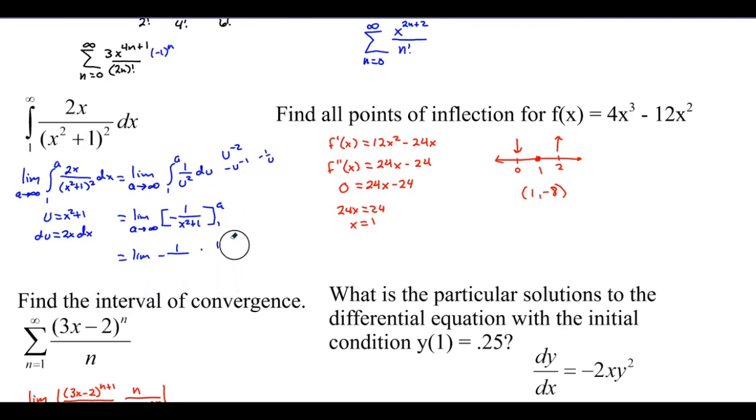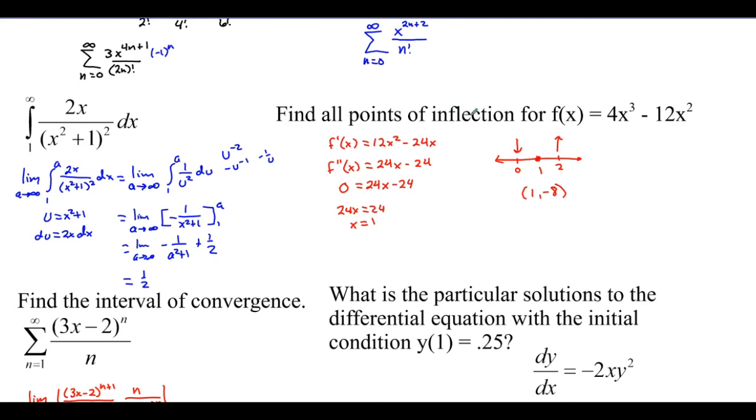Shame on me. Let's fix this. See if I can get this right this time. Let's take the limit as a approaches infinity of, we're going to plug in a first, negative 1 over, did I have that? Maybe I already had that. Plus 1/2. We're going to plug infinity in here. We're going to get 0. That's going to be 1/2. I think I had that right in the first place.